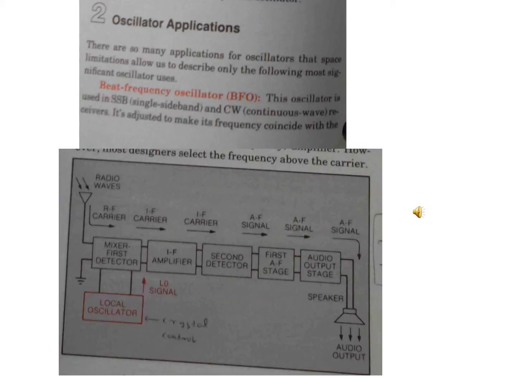So in our diagram we can see that a receiver is receiving a radio wave. The radio waves combined with the carriers come into the mixer, the first detector. The mixer or first detector is connected to a local oscillator. So the radio's carrier frequency combined with the input signal is mixed with the oscillator, and then they pass through the intermediate frequency.